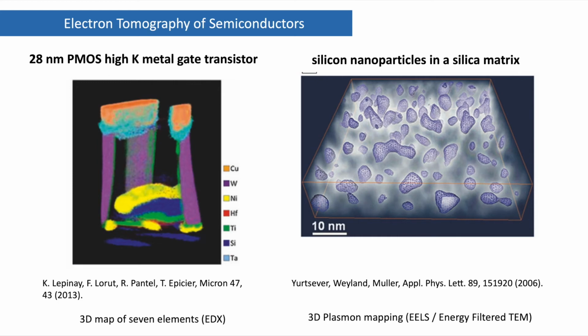On the right-hand side, we see how plasmon mapping using EELS and energy filtered TEM was used to map silicon nanoparticles inside a silica matrix. So this is a system where the contrast of these two materials would be difficult to reconstruct using traditional tomography techniques, but by using spectroscopic methods that map the plasmon resonances, they were able to reconstruct the 3D structure of these silicon nanoparticles inside a silica matrix.